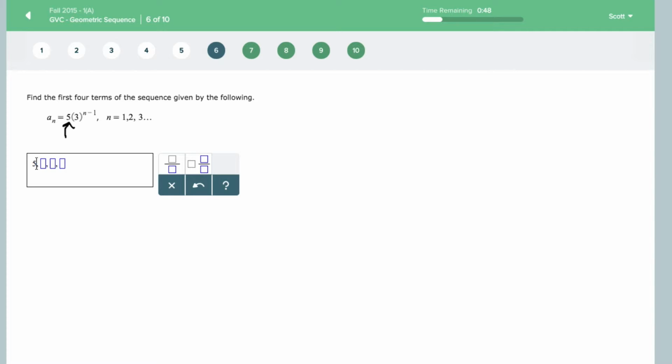Now that next number right here is my common ratio. That's what I'm multiplying by. So what is 5 times 3? That would be 15. 15 times 3 is 45. 45 times 3, got to do that one on a calculator, is 135.